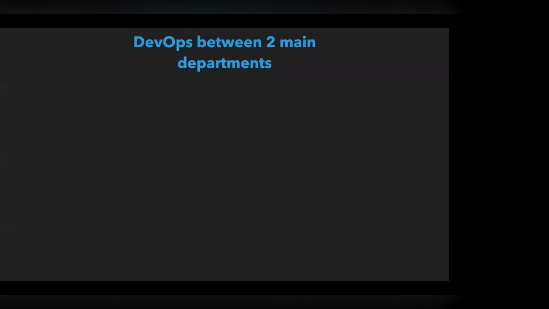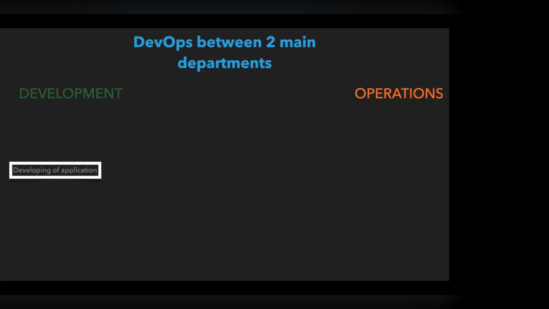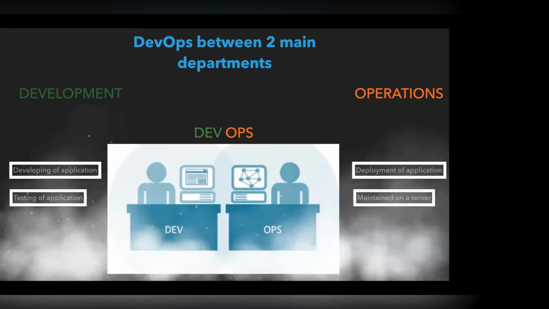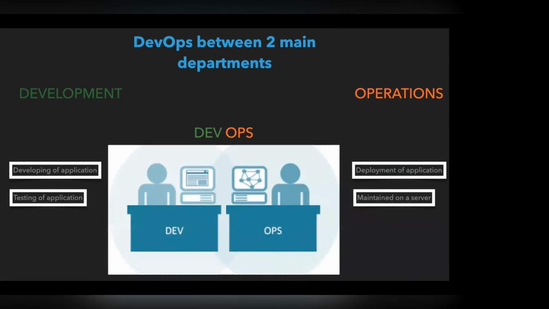So DevOps came between two main departments, development and operation. From the development side, you have to know developing of applications and testing of applications. From the operation side, you have to know deployment of applications and maintaining them on servers. So here we go, we have DevOps as an engineer. So DevOps is a methodology.